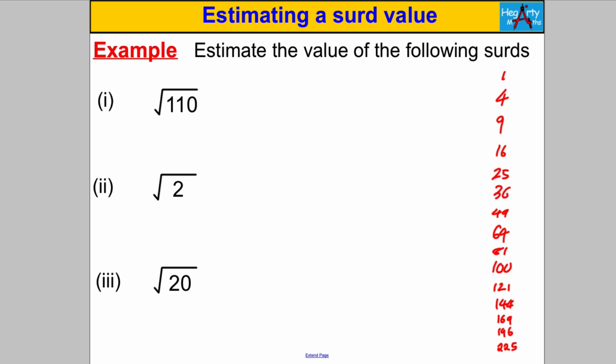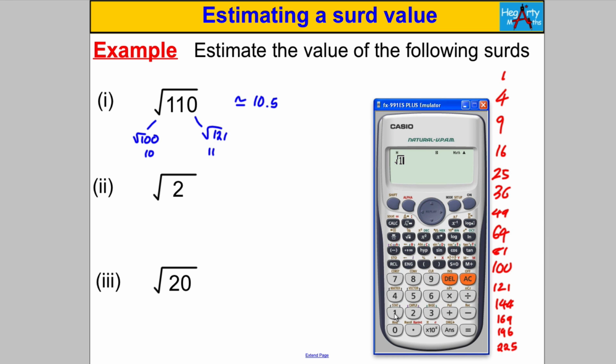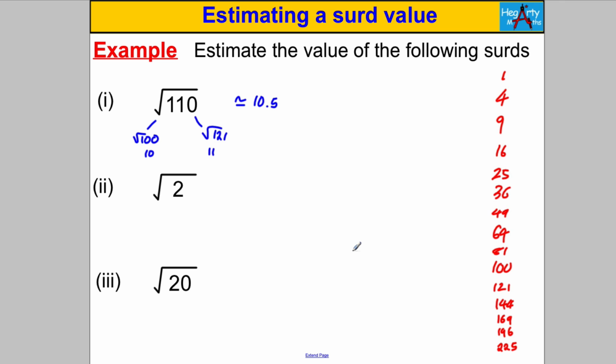Right, let's estimate the following. So estimating the square root of 110. Well, that's certainly between the square root of 100 and the square root of 121. Square root of 100 is 10, the square root of 121 is 11, so a good guess for the square root of 110 would be approximately halfway between, let's say, 10.5. Let's have a look at the calculator, see if we're close. The square root of 110, and we get the answer 10.488, etc. Not too bad at all, in fact a really good estimate.